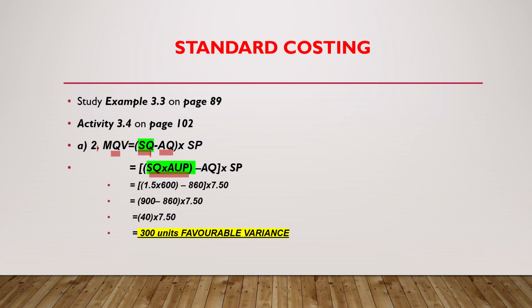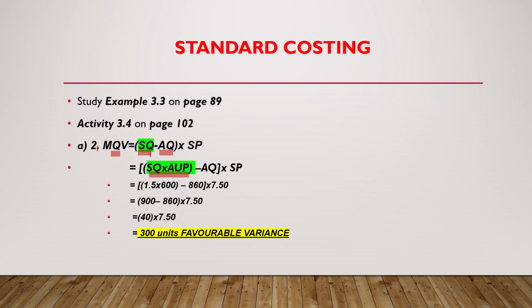Okay, and then minus actual quantity. Which actual quantity is that? It is the actual quantity used in the production. Okay, let's go to the actual information. They say 600 jerseys were made using 860 kg. So actual quantity used is 860 multiplied by standard price. How much is the standard price of material? It's given, 750, and then you do your calculations, and you get 900.